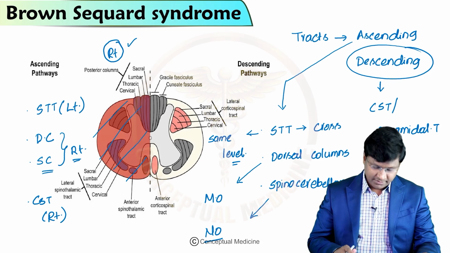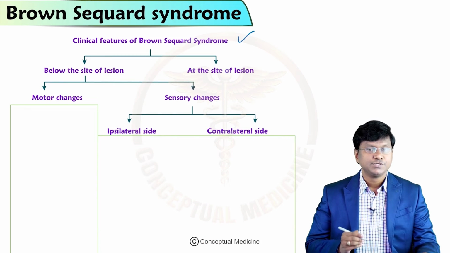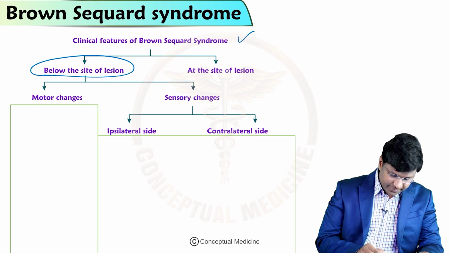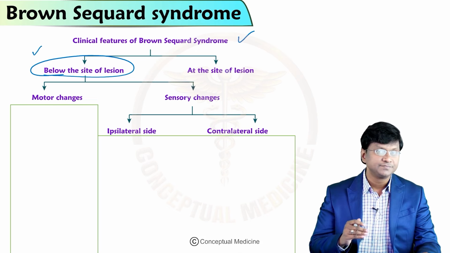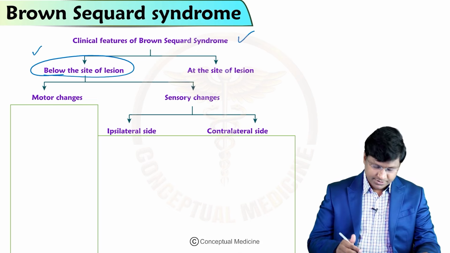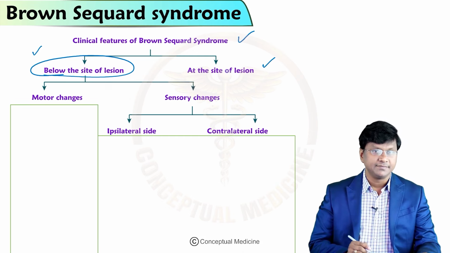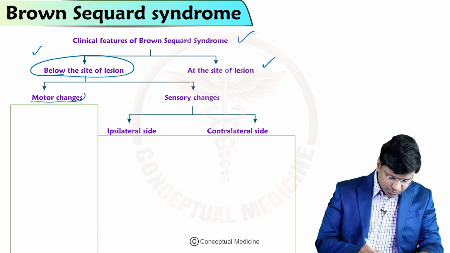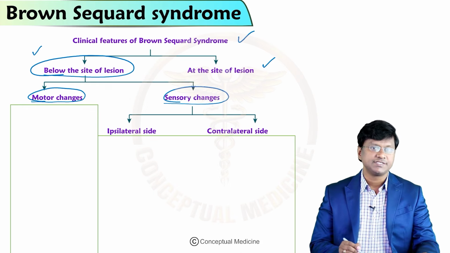Now what will be the clinical features of Brown-Séquard syndrome? You need to know the features if there is a lesion: below the site of lesion, what will be the clinical features? At the site of lesion, what will be the clinical features? And again, below the site of lesion, you should know what are the motor changes as well as what are the sensory changes.